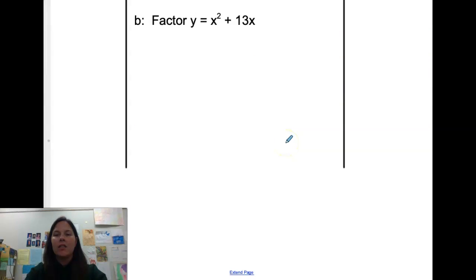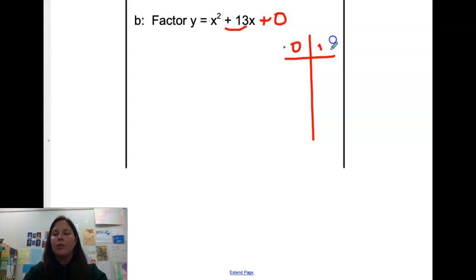All right, taking a look at another example like that, we have no number on the end, so we're going to add 0 before we set up our t-chart. We're thinking about what multiplies to 0, and this time we are adding to 13. Well, we know we need 0 to multiply by 0, so what number do we want to multiply by in order to add to 13? Well, that's 13, because 0 plus 13 gives us 13.